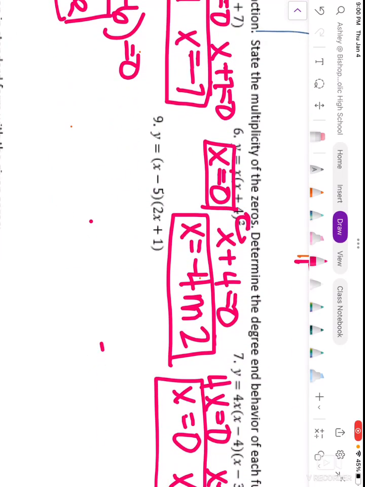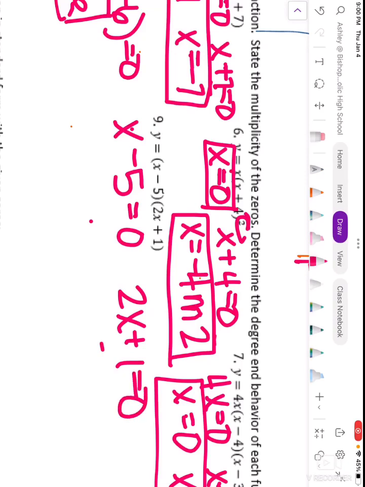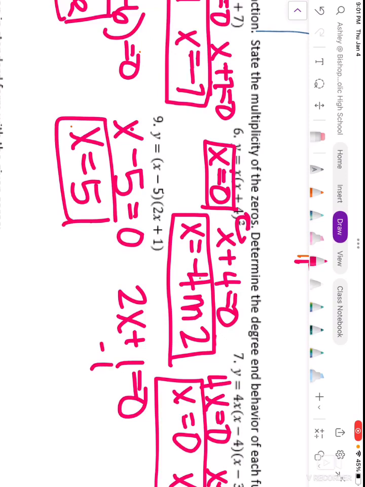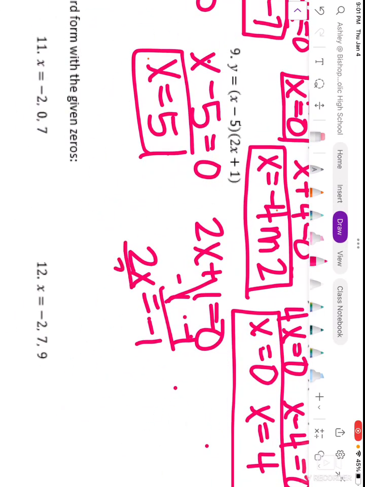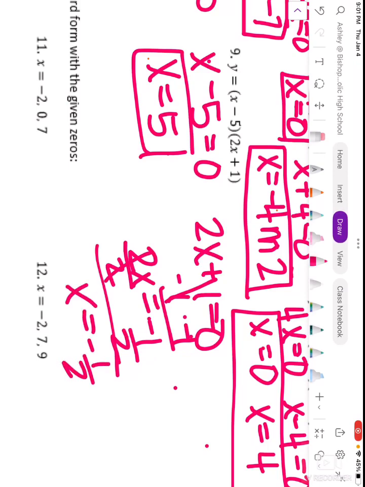9. They're already factored. We just have to put them both equal to 0. So we solved this one: that would be x is 5, we would just add that 5 over. This one we would subtract the 1 over, so 2x is negative 1. And then divide by 2 to get that x by itself. So x is negative half.